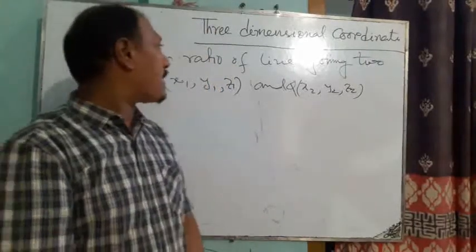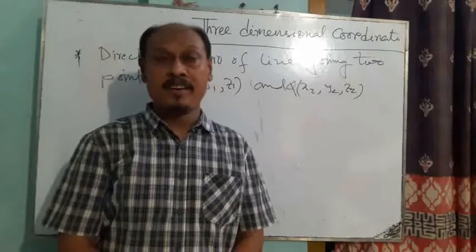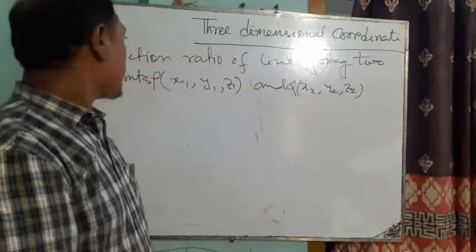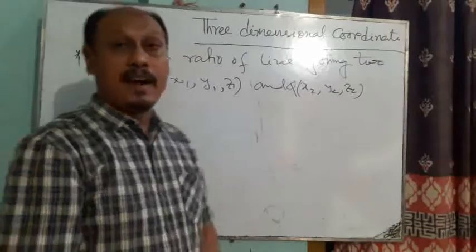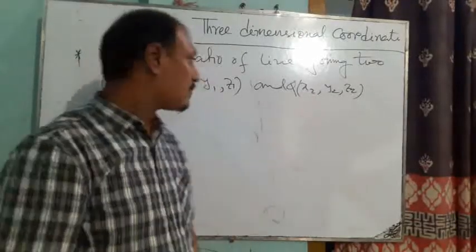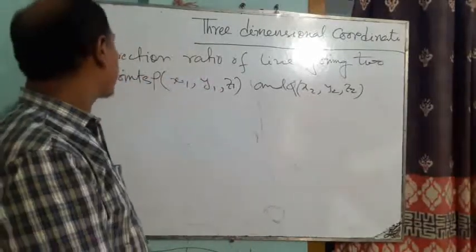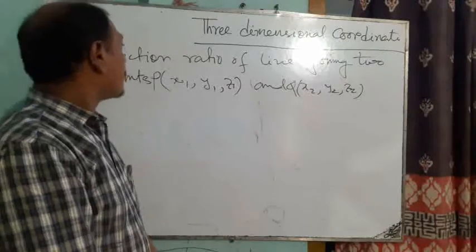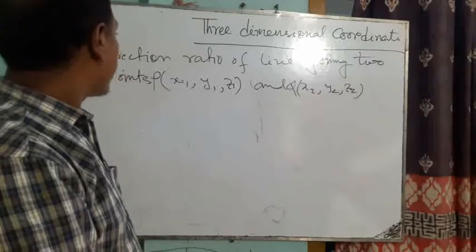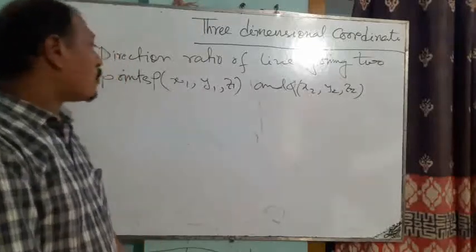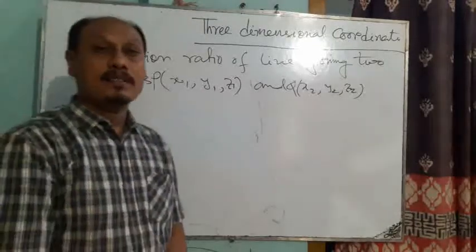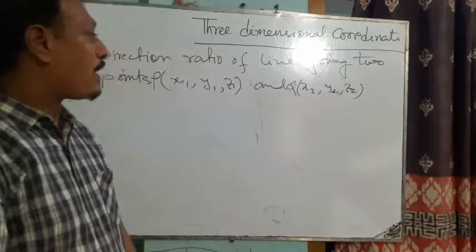Today I will discuss three-dimensional coordinate topics: direction ratios of a line joining two points, and other problems. First I will discuss the direction ratio of a line joining two points (x1, y1, z1) and (x2, y2, z2).